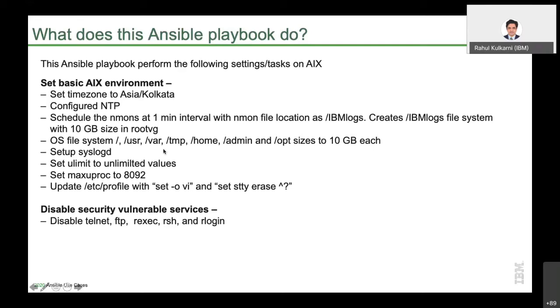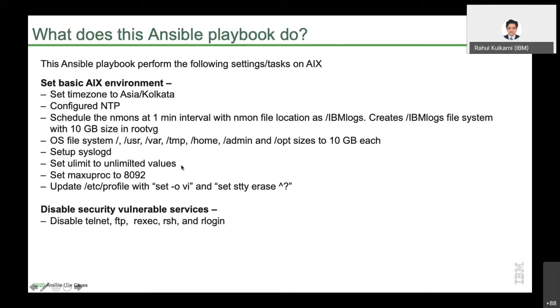And it sets the OS file system sizes like tmp, home, and so on, to 10 GB each. By default, these file system sizes are around 0.5 GB, which is very little, and this gets filled up quickly. So this Ansible playbook sets them to 10 GB. If you want different sizes, you can go and set them. And it sets up syslogd. This is for logging. And it sets the ulimit values to unlimited.